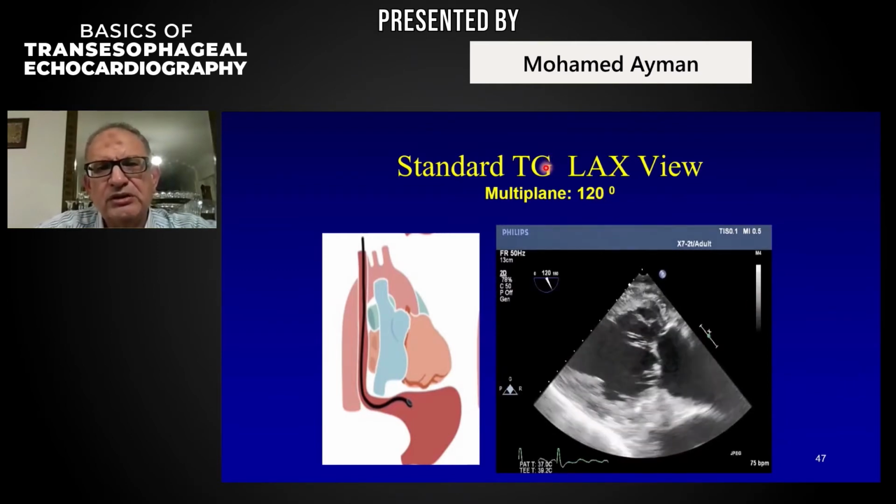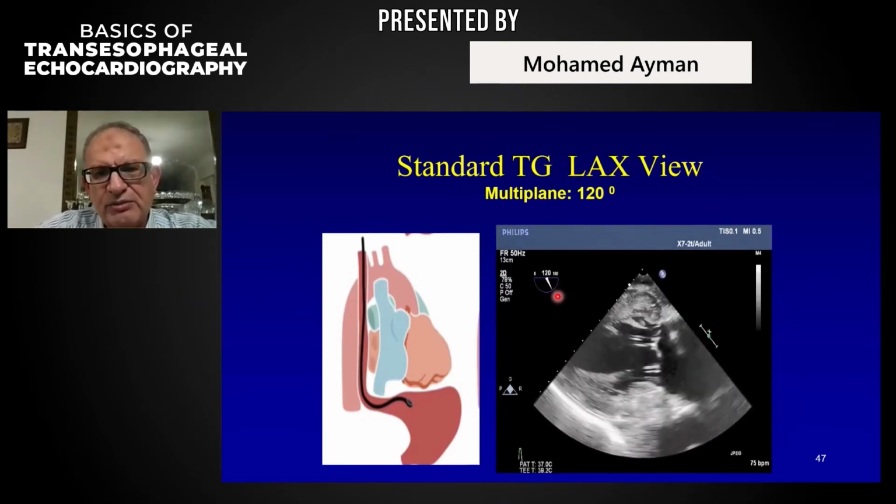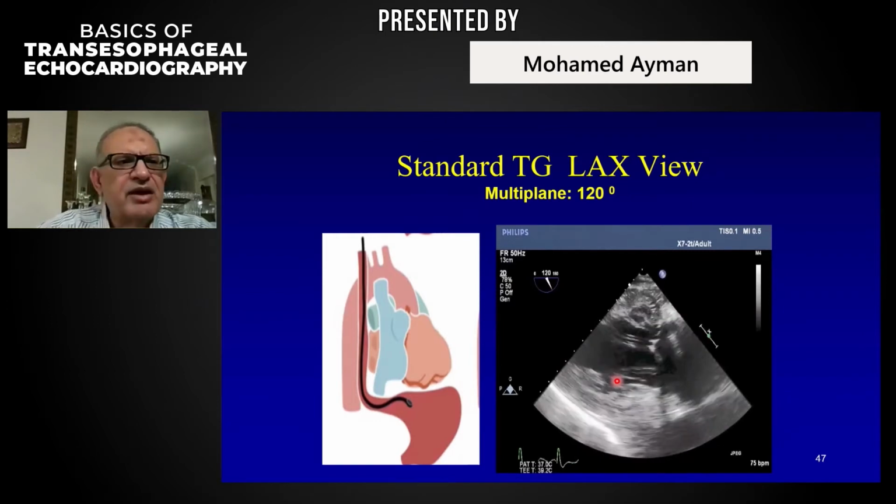This is the position. It's a long axis, and you got it at 120 here in this patient. And the structures we are focusing on are the left ventricular wall, the mitral valve leaflets, and the subvalvular apparatus. This is my comment.